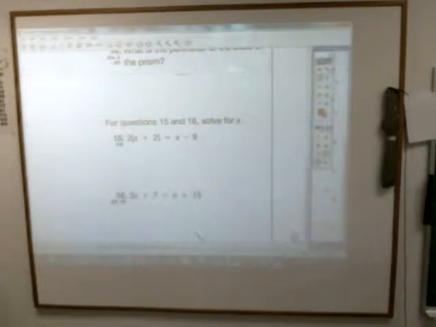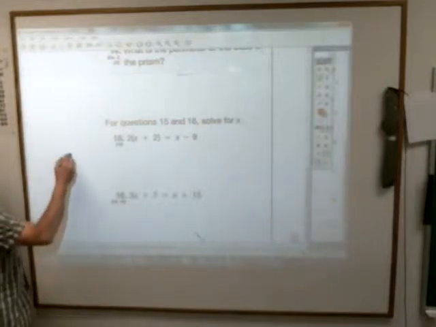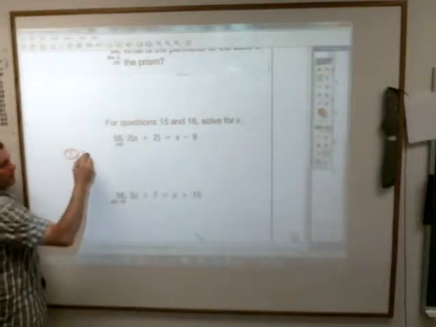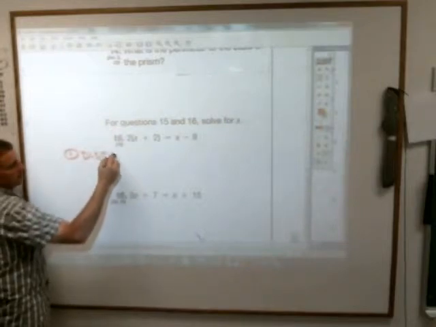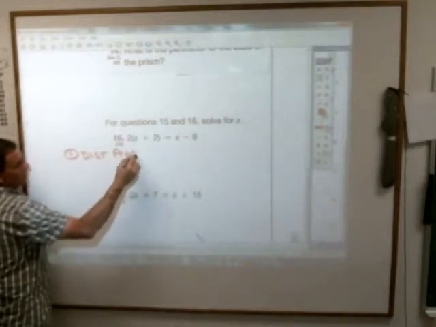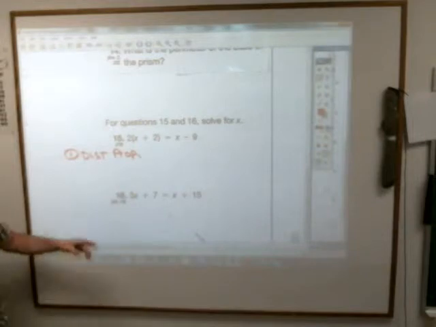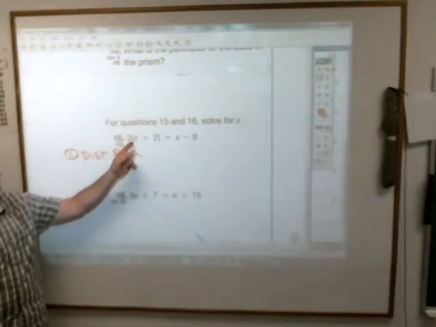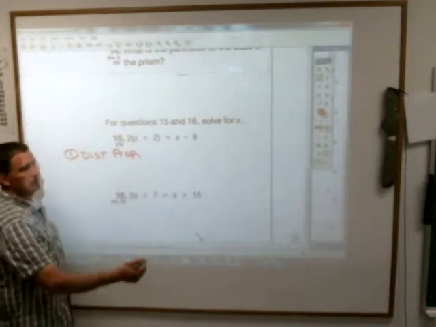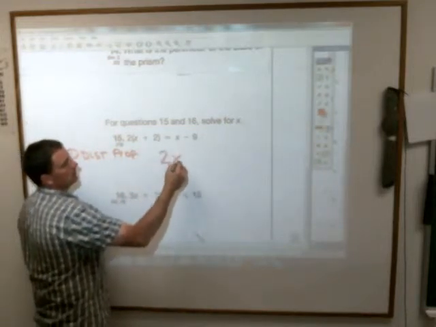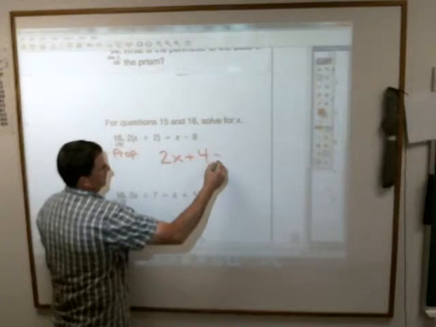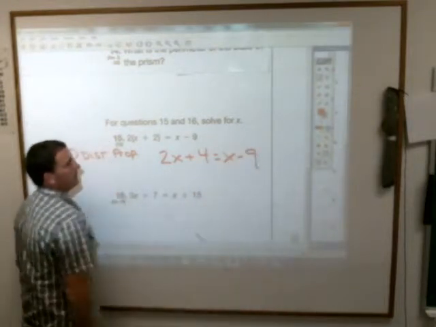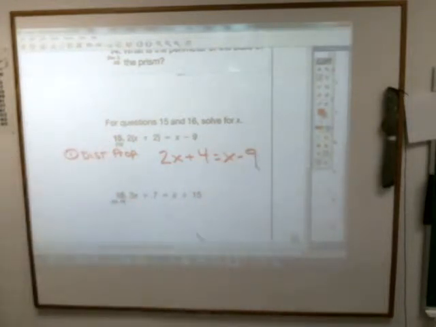First thing I have to do with this, I write in my notes. Step number 1 is to use the distributive property to get rid of the parentheses. What do I get if I distribute out this 2? Mackenzie? What do I get if I take 2 times both of those things? I get? Correct. Step number 1 always, gotta get rid of the parentheses.